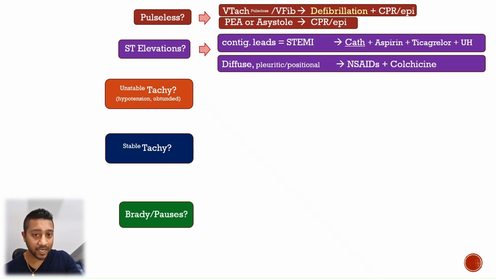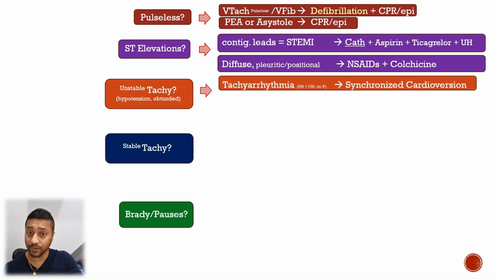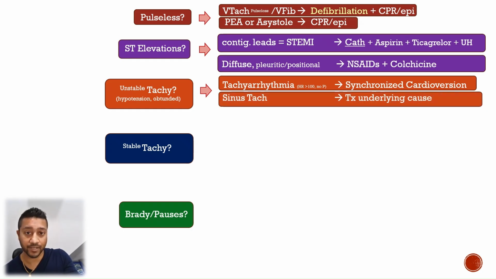If I have a tachycardic patient and they're unstable, meaning that they have something like hypotension or they look very obtunded, then I ask myself, am I dealing with a tachyarrhythmia? In other words, an EKG where I don't see a P wave and it's pretty fast? I don't care which of the tachyarrhythmias it is, I'm going to go ahead and synchronize cardiovert that patient.